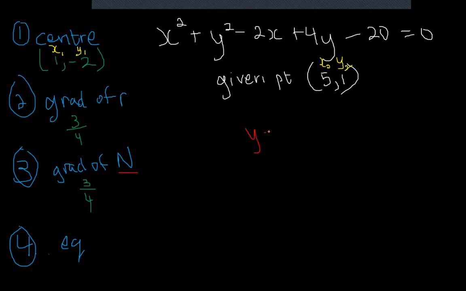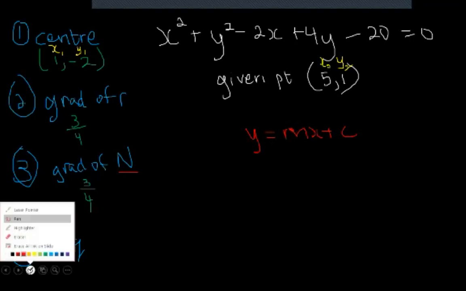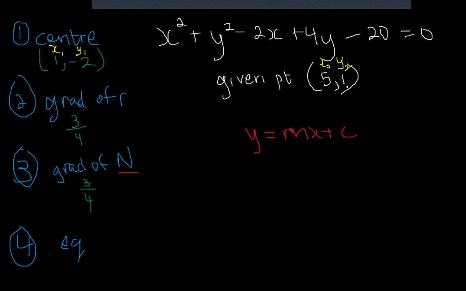So let me use y is equal to mx plus c in this case. Remember, you could use the other method as well. I want to use the given point. So y is 1 is equal to m, which is 3/4, x is 5 plus c. We're trying to find what c is. So 1 is equal to 3/4 times 5, that would be 15 on 4 plus c.